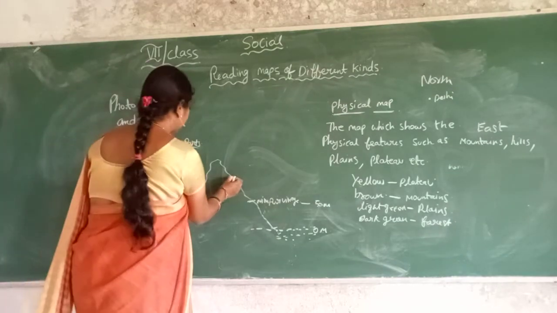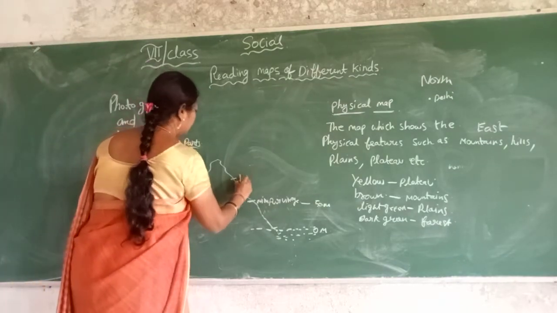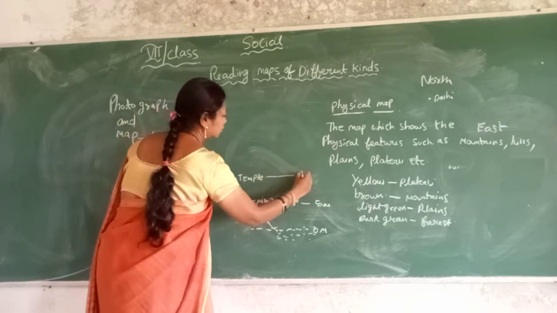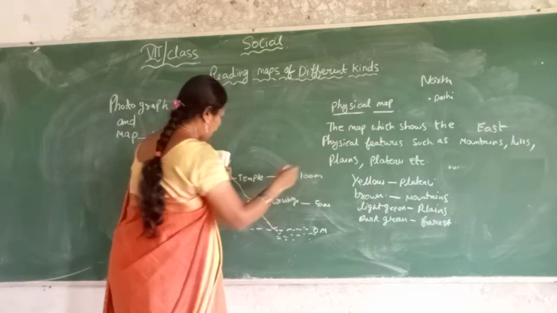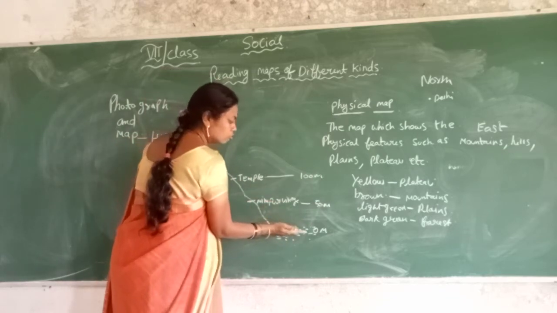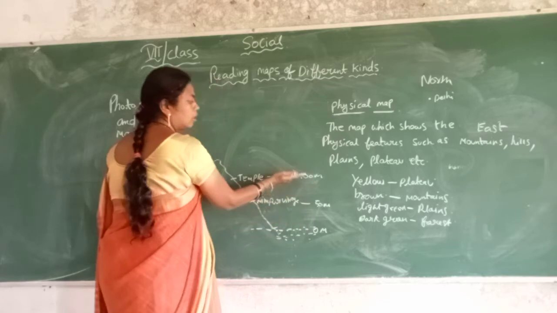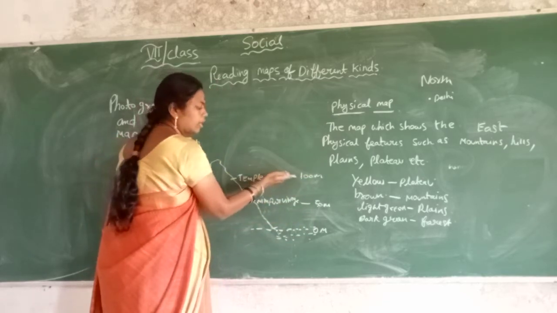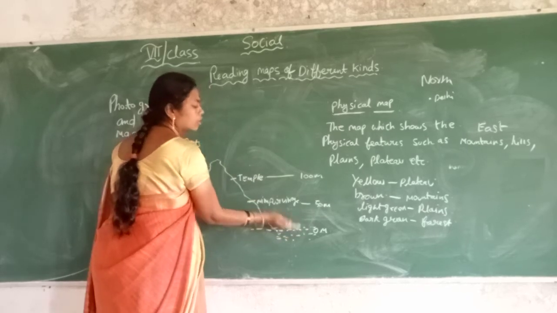Same after that, at this point you can see, here it is a temple. This temple is located 100 meters from sea level, you have to calculate the height. So from sea level, the temple is located at 100 meters. That means the temple is located 100 meters above the sea level.